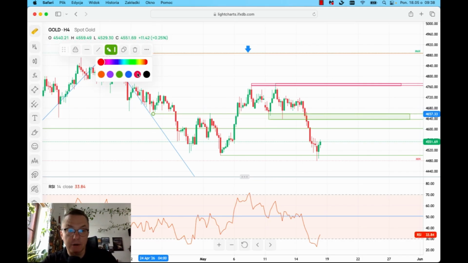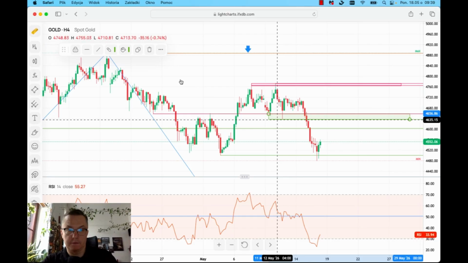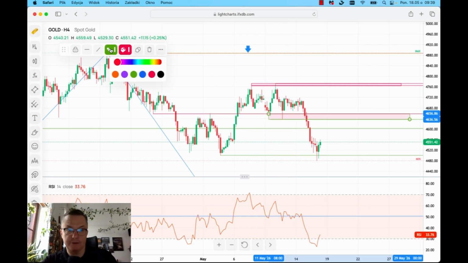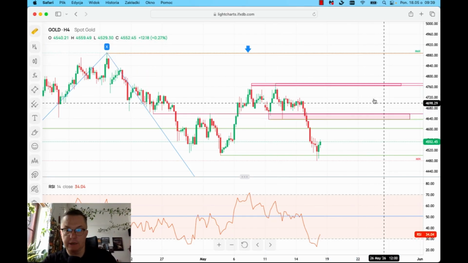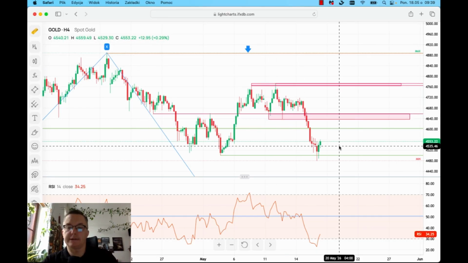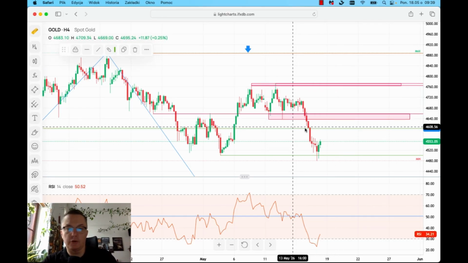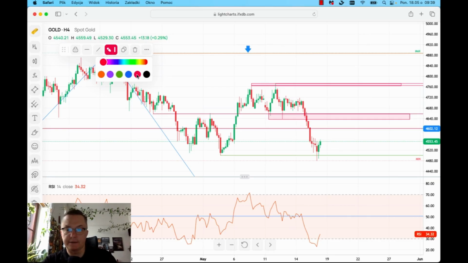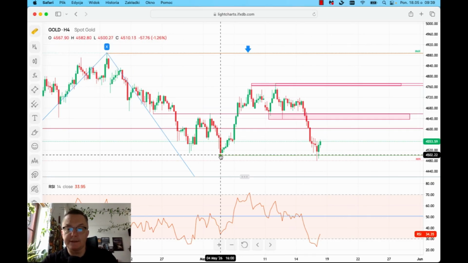So let me just change the colors for the red, and that's quite an interesting situation we got here. So that's the zone here. Obviously 4,603 is the technical resistance, and we still got this technical support.